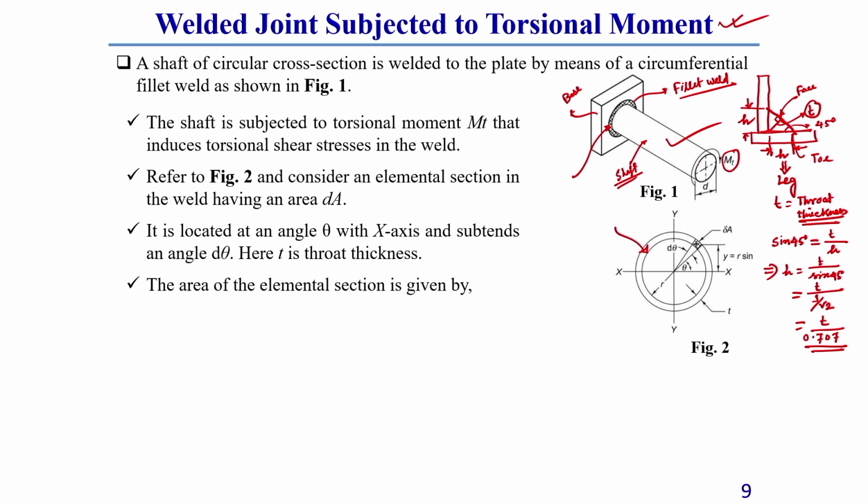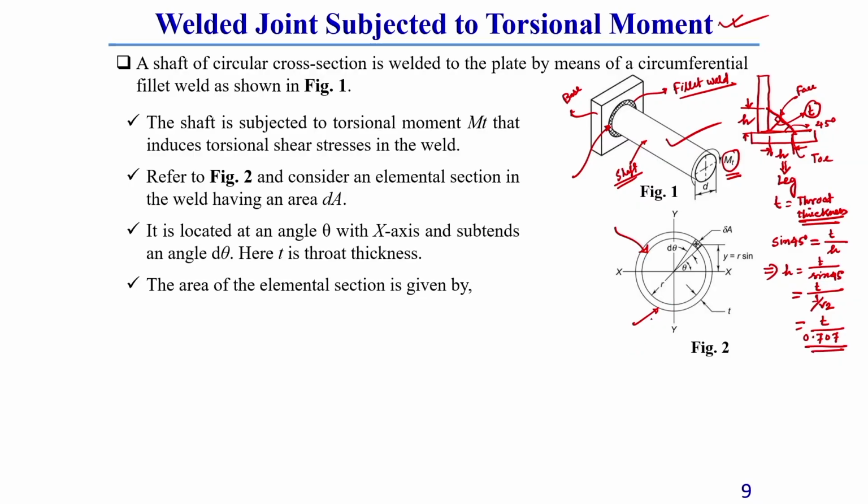Now, once this shaft is subjected to a torsional moment, then this throat cross sectional area of that fillet weld will be subjected to a shearing effect. That is generally called torsional shearing stress. Here there is a torsional shear stress, tau t, which I am considering.